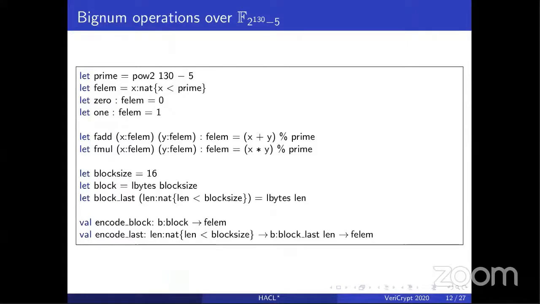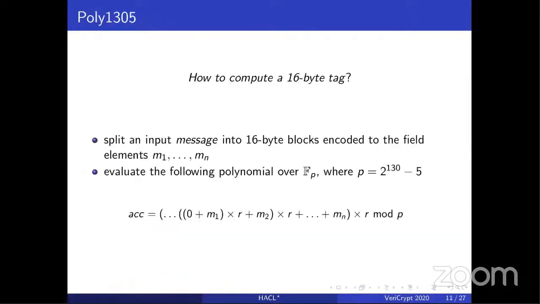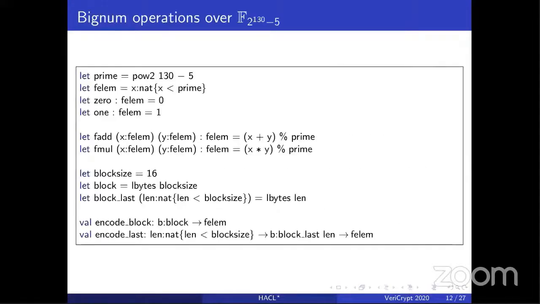So first, if you take a look at the polynomial evaluation, you can see that we need to define a finite field with addition and multiplication. As we already know the prime, we just say that it is this big number, then we define what a field element is in our setting. It's the natural numbers bounded by this prime. We will introduce natural elements 0 and 1 for addition and multiplication. Then we need some conversion functions that allow us to convert bytes to our element representation and vice versa, and we call them encode block and encode last, since the last block could be partial.